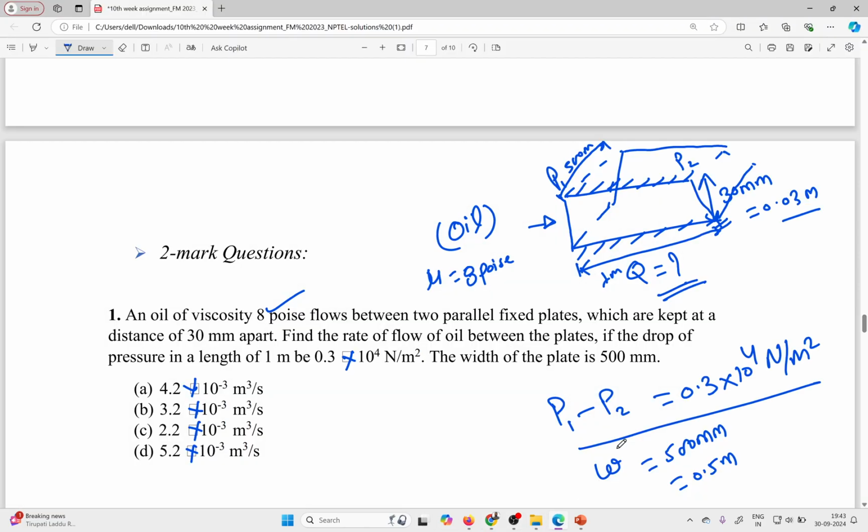Okay, let me discuss. So here is an oil of viscosity 8 poise. First of all we need to calculate discharge, which is equal to velocity into area. The area we know very easily, the cross-sectional area. Width is given already and depth is given already, so area you can very easily calculate. But now how will you calculate the average velocity?